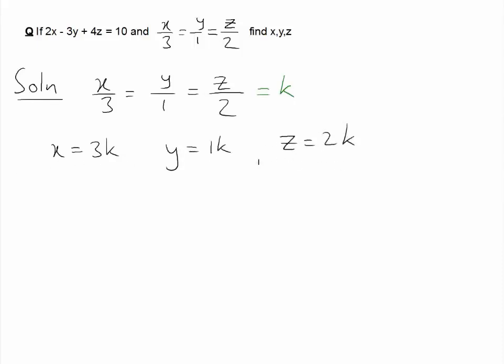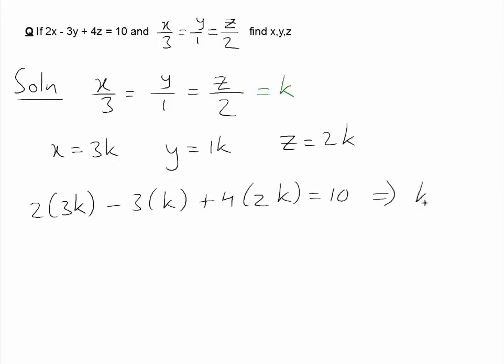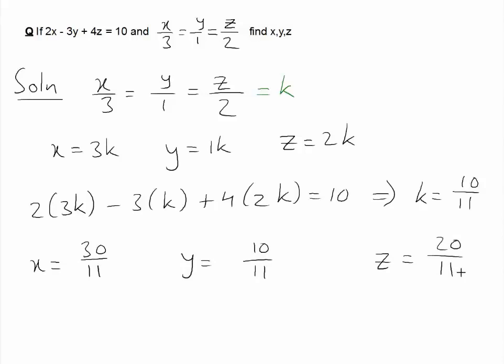Now we substitute these values here. We get 2 times 3k minus 3 times k plus 4 times 2k equals 10. Upon solving, we get k as 10 by 11. Now we resubstitute the values of k in all these three terms. So we get x as 30 by 11, y as 10 by 11, and z as 20 by 11.